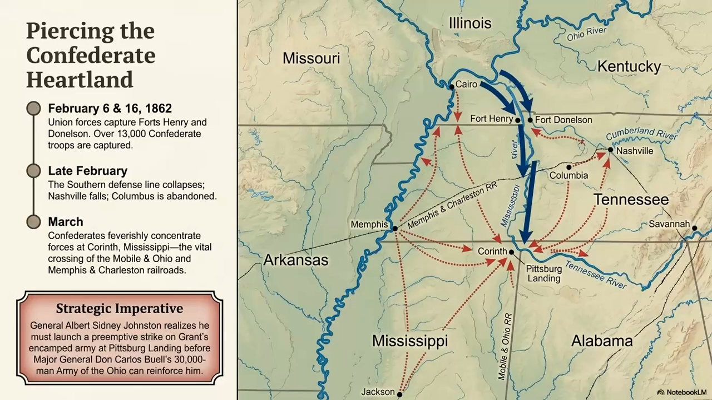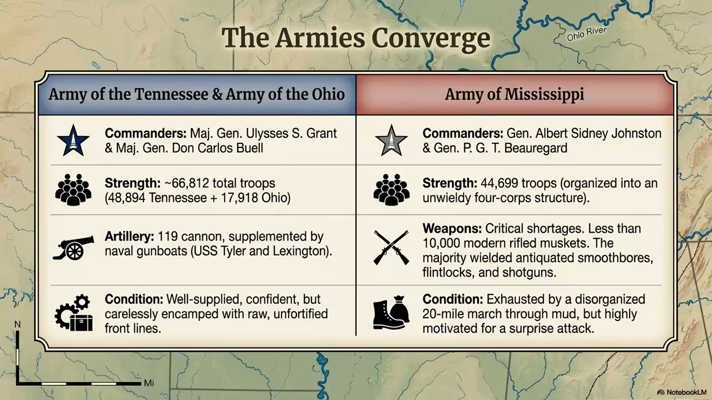This map illustrates the rising tension. General Albert Sidney Johnston recognizes a fleeting window of opportunity. He must launch a preemptive strike on Grant's encamped army at Pittsburg Landing before Buell's 30,000-man Army of the Ohio can reinforce them. As the armies converge, we look at the contrasting forces poised for battle.